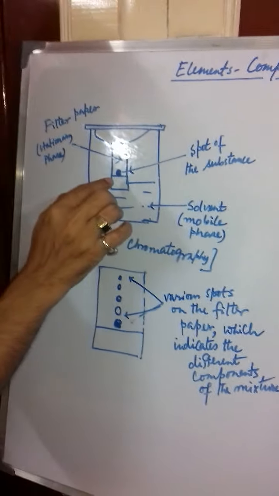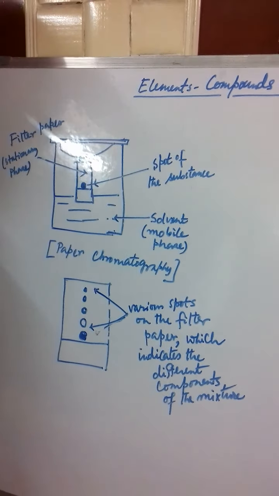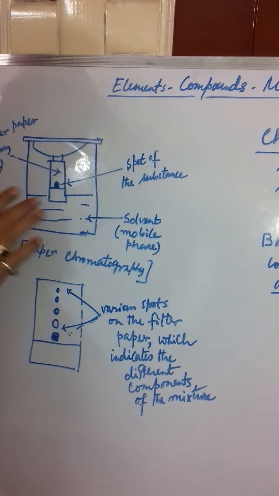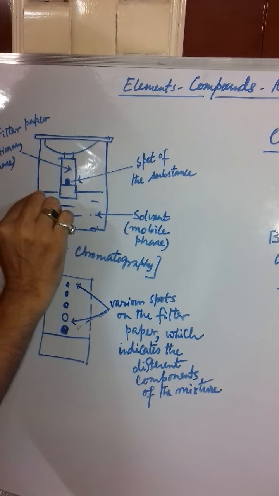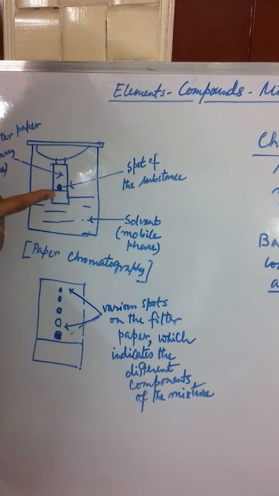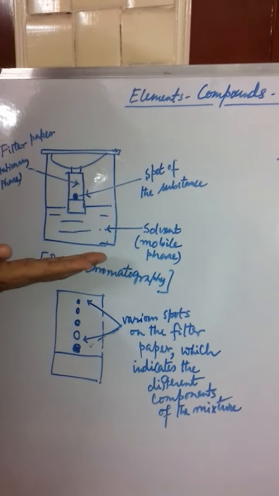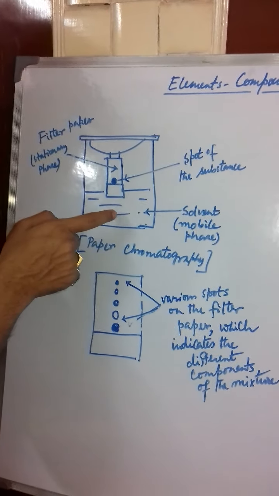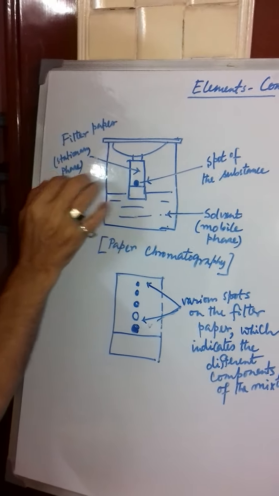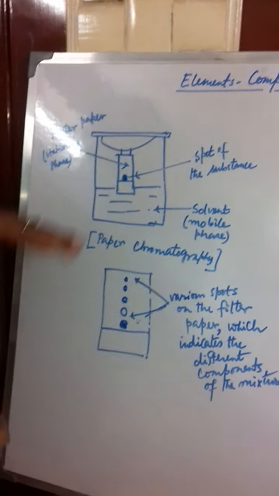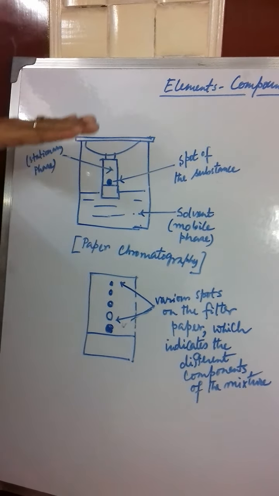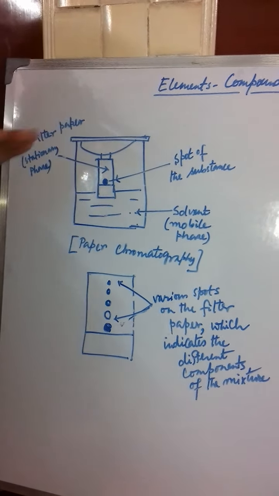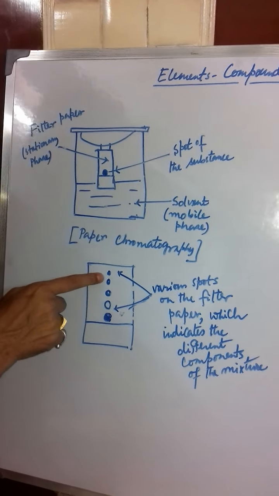Now we hang that filter paper inside the solvent, but the line is above the solvent layer. You see, this is the boundary of the solvent, and the spot of the ink is above that solvent. It is clear. Now this solvent is the mobile phase, and that filter paper is the stationary phase. The solvent gradually moves up due to adsorption, and when it moves up, it makes different spots on the filter paper.